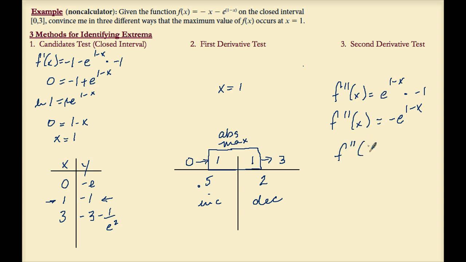F double prime of 1 is going to be negative e to the 0, which is negative 1. Since the sign of the second derivative at x equals 1 is negative, that means we have a concave down section of the graph there, which verifies that x equals 1 is a maximum value.